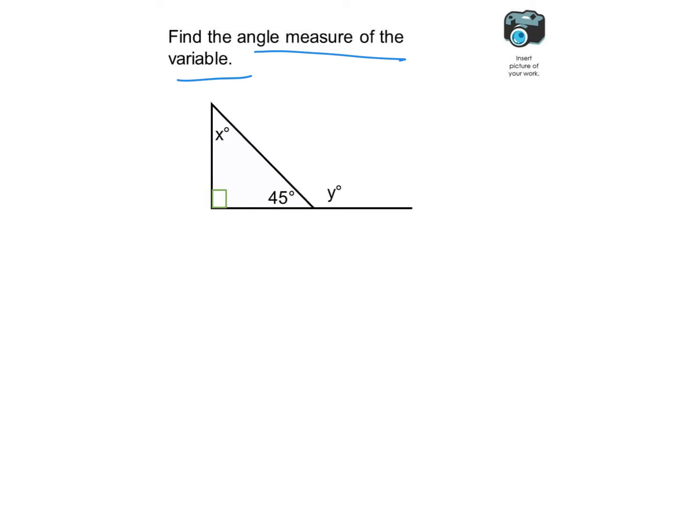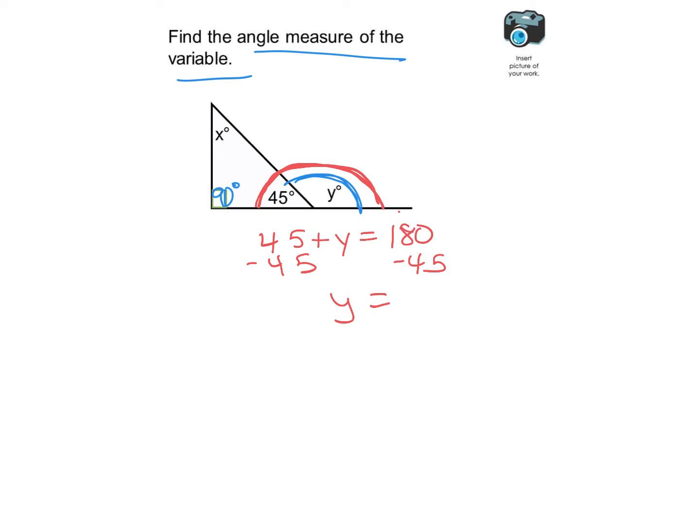Find the angle measure of the variable. Okay, I know this is 90 degrees. I know that's a straight line, and I know those are supplementary angles then. Supplementary angles add up to what? 180. So I'm going to subtract 45 from both sides. Y equals 135. Okay, so I'm going to put that here instead of y, 135 degrees.